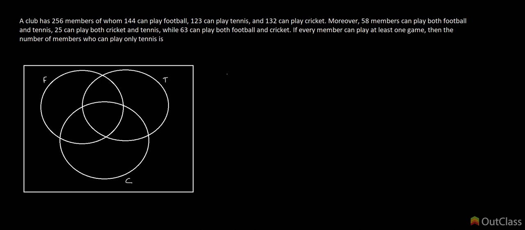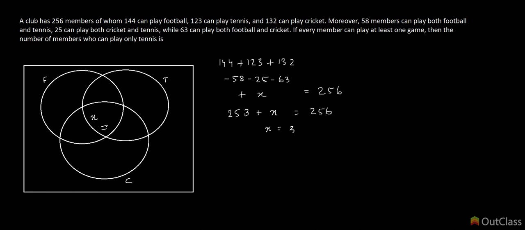We can quickly find the central unknown portion by applying the principle of inclusion exclusion. So 144 plus 123 plus 132 minus 58 minus 25 minus 63 plus x, the unknown, is equal to 256. This would be 83, 146, 255, 253 plus x is equal to 256, or x equal to 3.